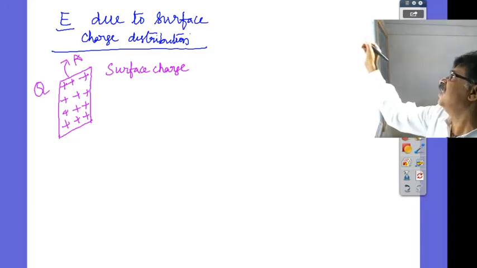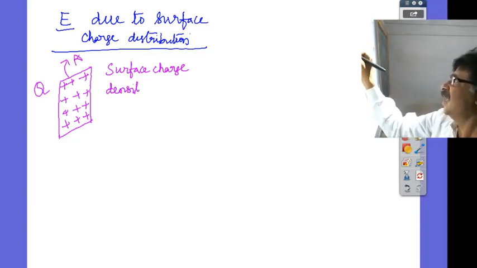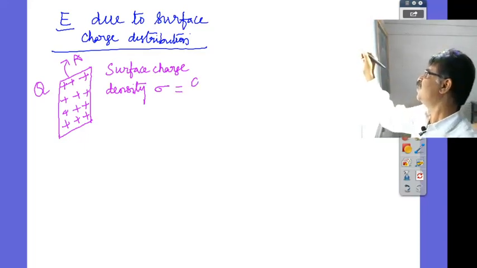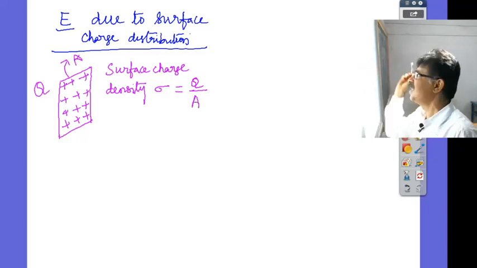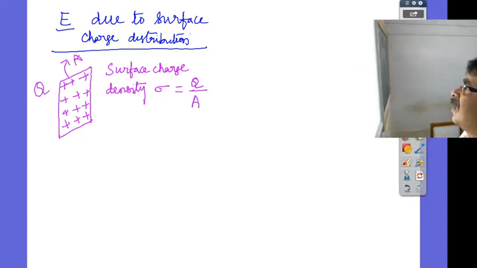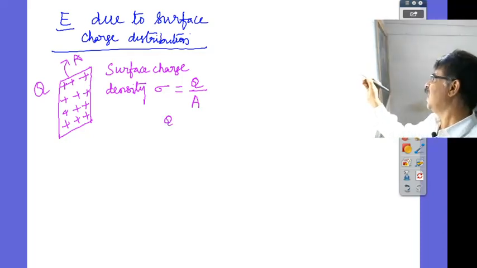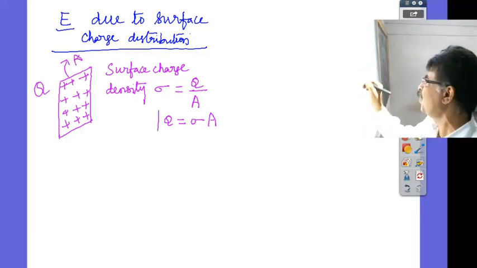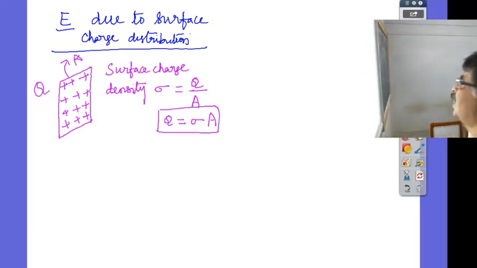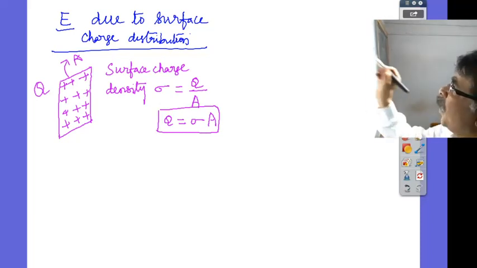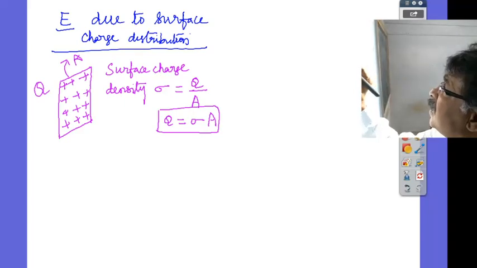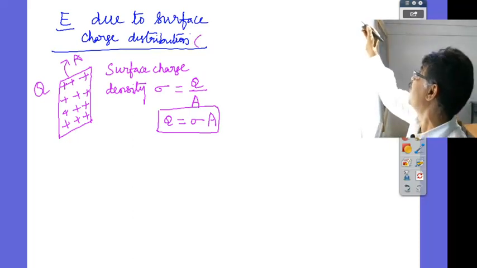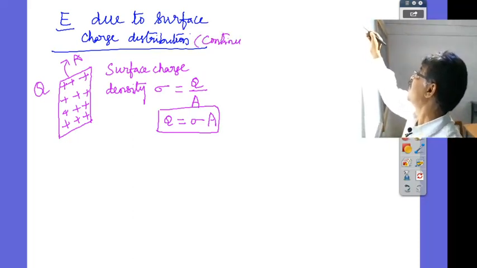Surface charge density is represented by the letter sigma, and it is defined as the charge per unit surface area. Once you know this, the expression you can write for the total charge present on area A is Q is equal to sigma A. Now, I am going to find the electric field intensity because of this surface charge distribution which is continuous. That is mandatory to remember. It is continuous charge distribution.